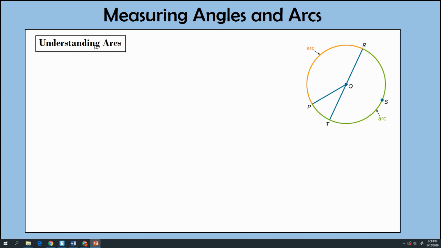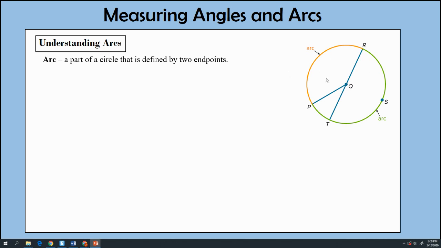Okay, talking a little bit now about arcs. So what is an arc? Essentially an arc is just a part of the circle that's defined by two endpoints. So if you come over here and look at circle Q, I have a diameter drawn, RT. A diameter is a chord because it has its endpoints on the circle, and it also passes through the center. So RT is a diameter, and QP is shown to be a radius.